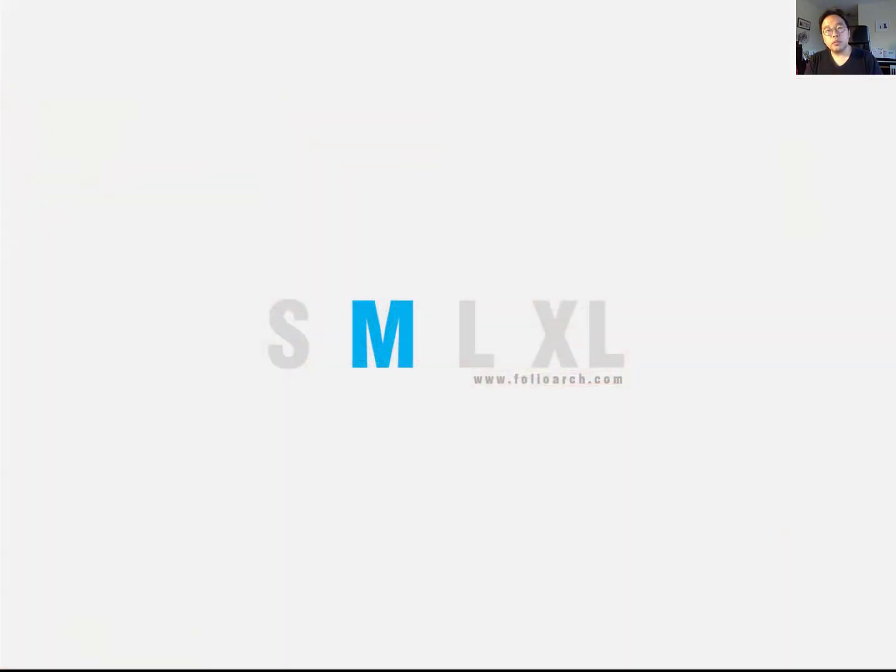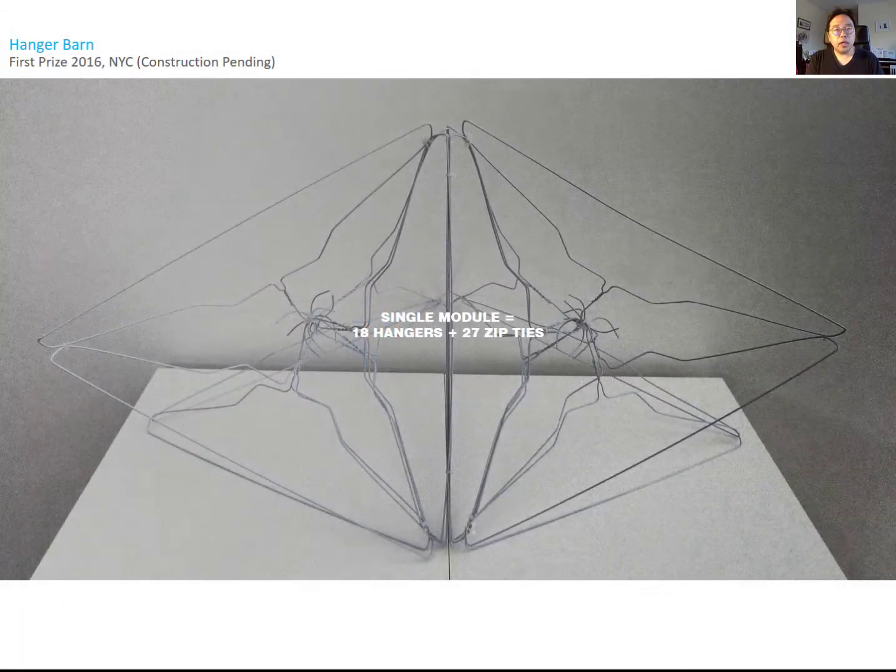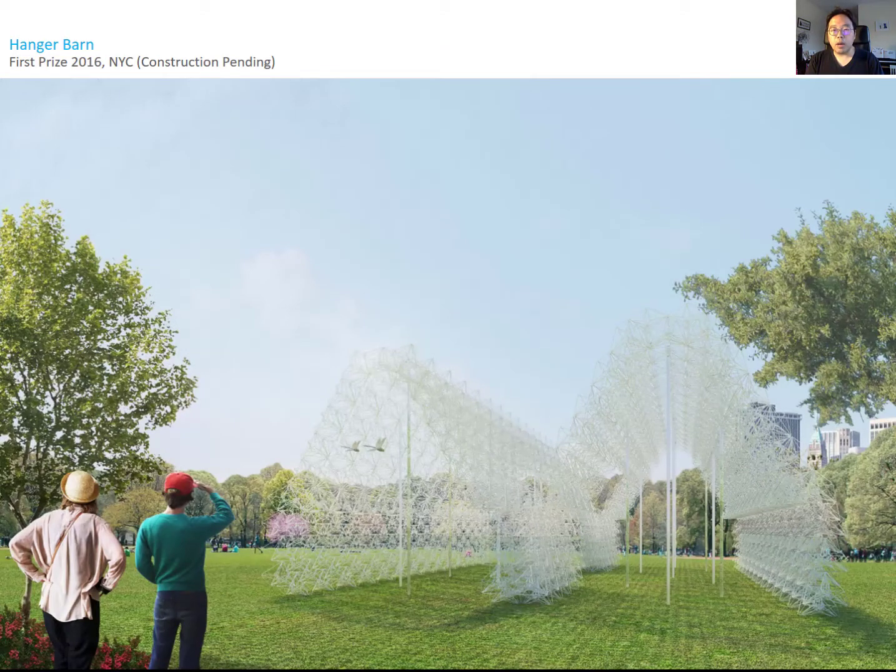Jumping to the medium scale, we also got first prize in 2016 in New York City. We tried to introduce how we use abandoned hangers from dry cleaners or from the city. We collect them to make this module and make the overall pavilion design in New York City. This is our proposal. We use 18 hangers and 27 zip ties for each single module, and using this module, we proposed this pavilion.